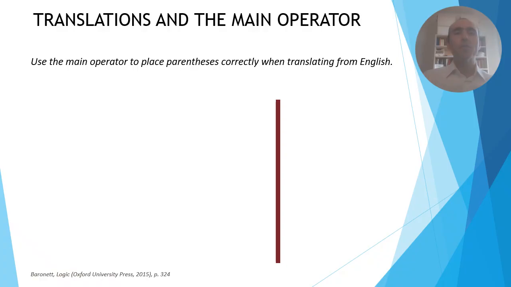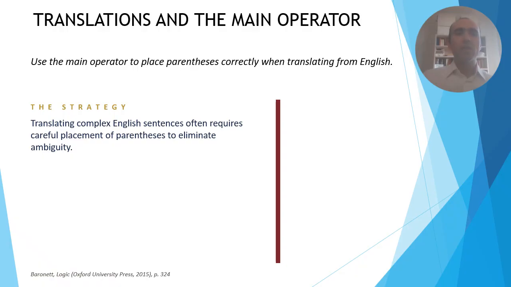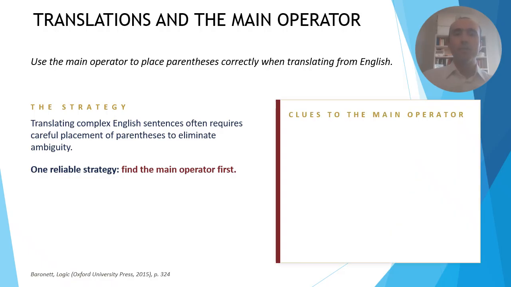Use the main operator to place parentheses correctly when translating from English. Translating complex English sentences often requires careful placement of parentheses to eliminate ambiguity. There is one reliable strategy to translate. Find the main operator first. Now, let's study these clues to find the main operator.